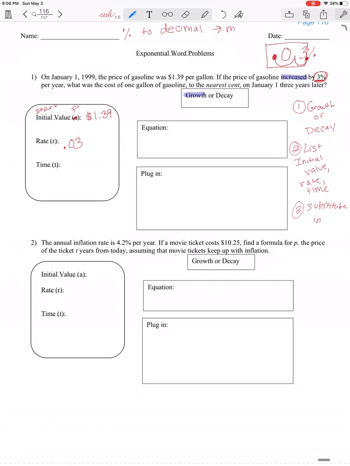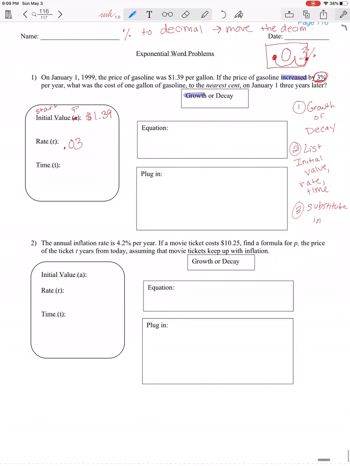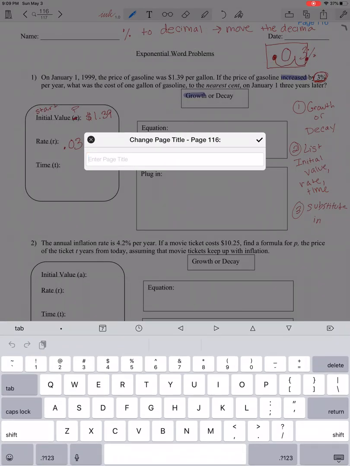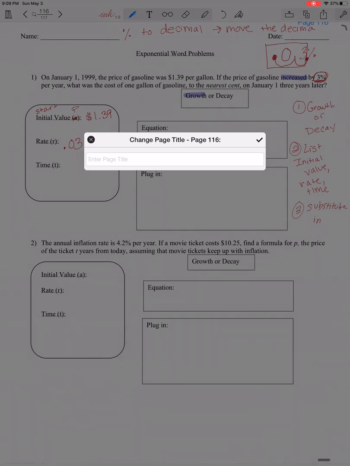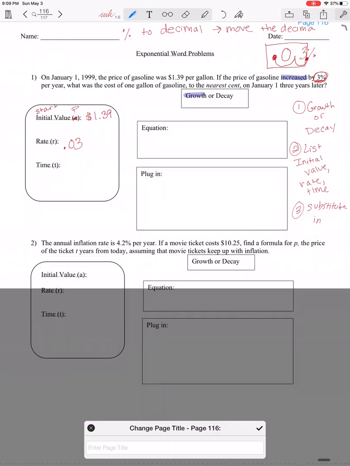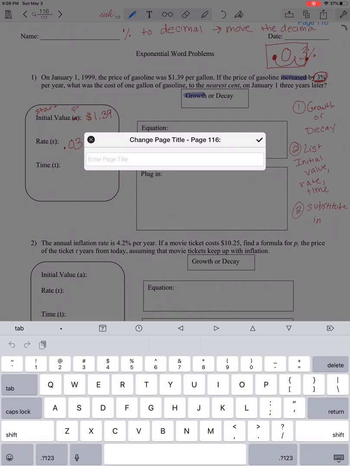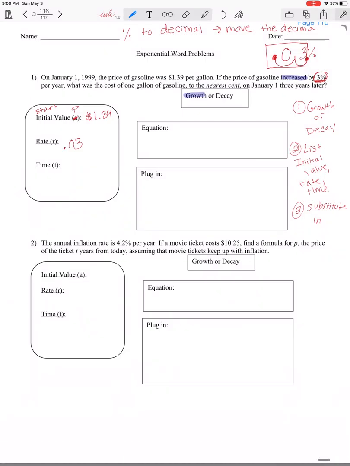So remember, percent to decimal, you move the decimal place 2 spots to the left. Okay. It's good to make that note.